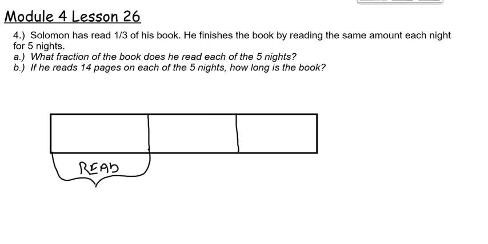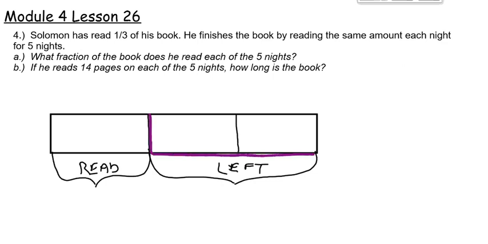Now he finishes after that. This is what he has left. He finishes that by reading the same for 5 nights. The problem with that is that he's got 2 units in here. There's 2 units left to read, but we want to show that he's got to read the same amount for 5 nights. Well, that doesn't work very well with 2 units left.